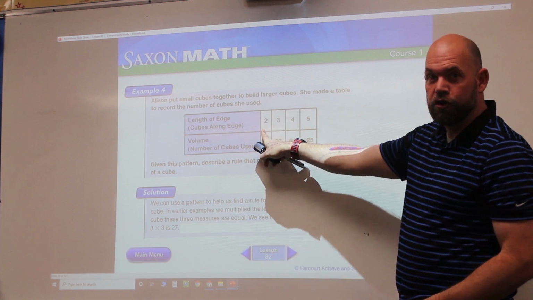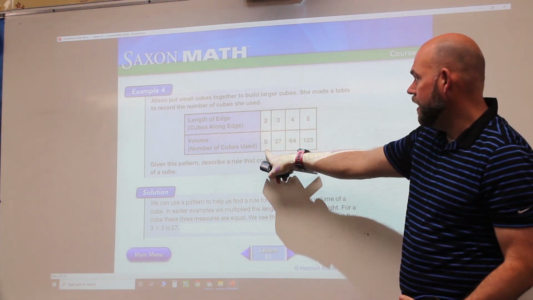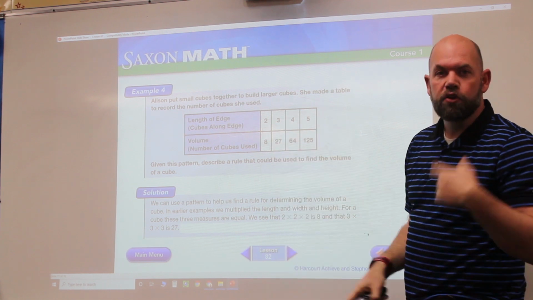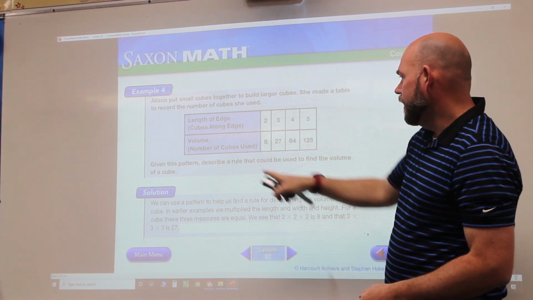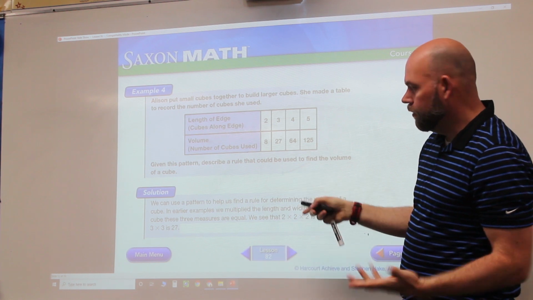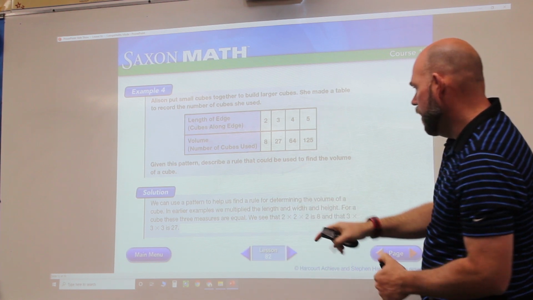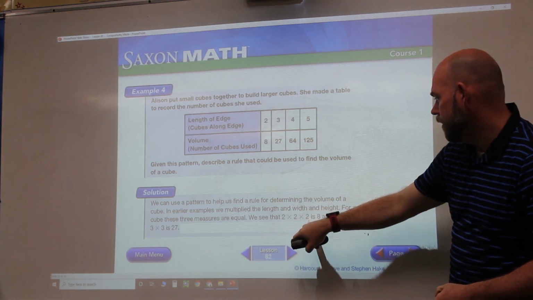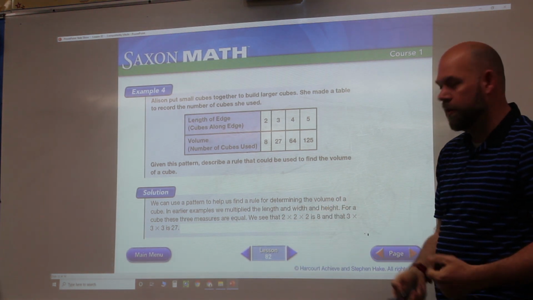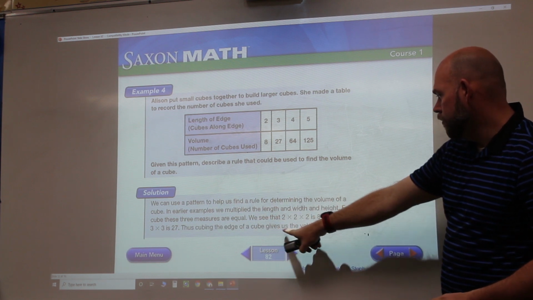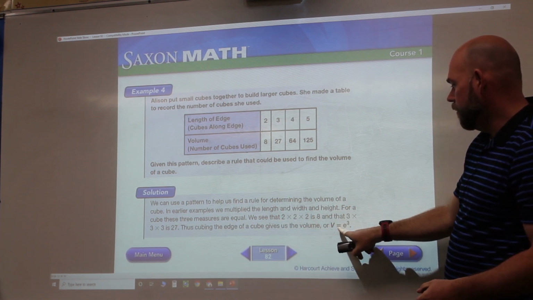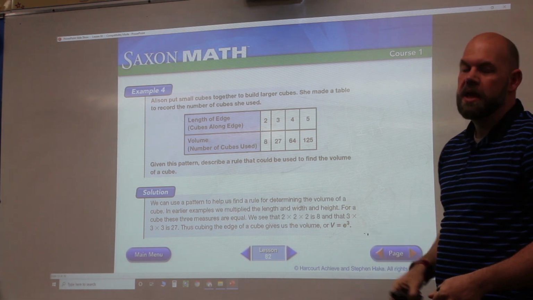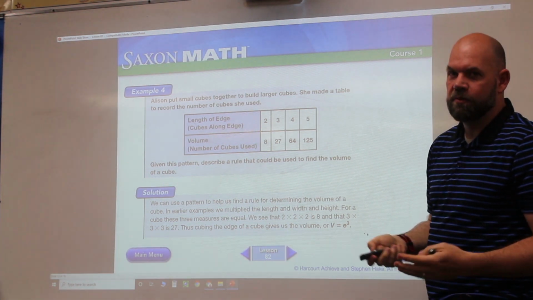So 2 times 2 is 4, times 2 is 8. 3 times 3 is 9, times 3 is 27. So we're just cubing the numbers. Given this pattern, the rule, so we just discovered the rule, it helps us to see that for this number, 2 times 2 times 2 is 8, 3 times 3 times 3 is 27. So in other words, the rule here is volume equals whatever the number is cubed. All right? And that will come in handy when we start developing other formulas.